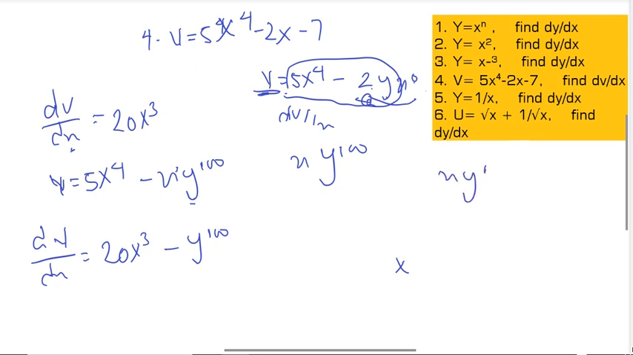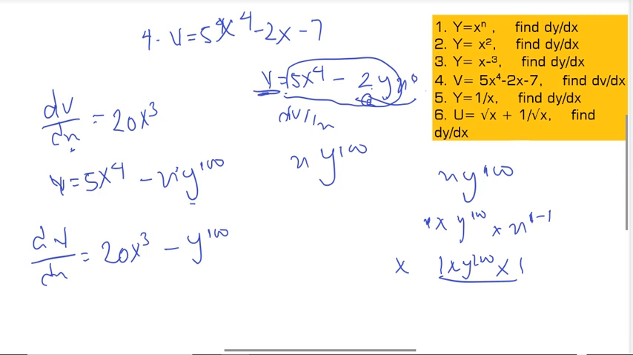Let me do it here. So we're having 1 multiplied by what? By y raised to power 100, then times our x raised to power 1 minus 1. 1 minus 1 will give us 0. x raised to power 0 is 1. So we have 1 times y raised to power 100 times 1. This is y raised to power 100. That's why we have it here, right?